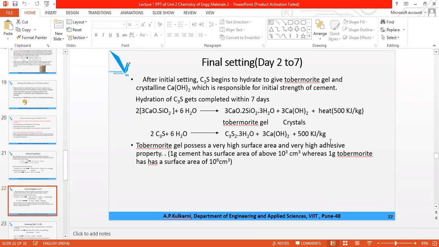The gel has an adhesive property to keep all the constituents together tightly. That is the gel property, and it has a high surface area of 10 raised to 6 square centimeter per gram. Just remember this value, it may be asked in the question. 1 gram of cement has a surface area of 10 raised to 3, whereas 1 gram of tobermorite gel has a surface area of 10 raised to 6. Earlier it is 10 raised to 3, now it is 10 raised to 6.